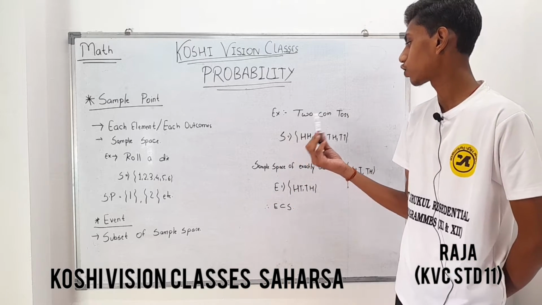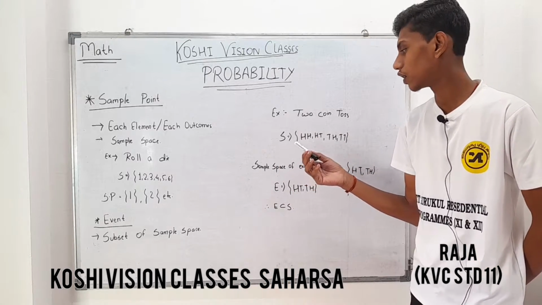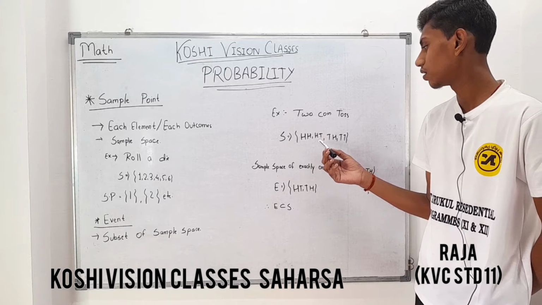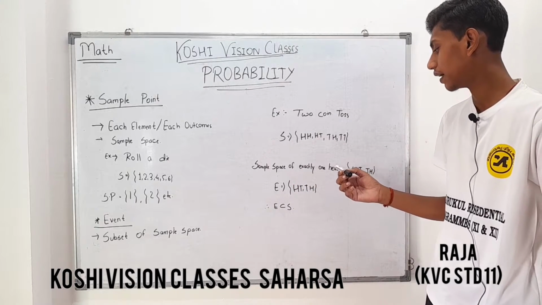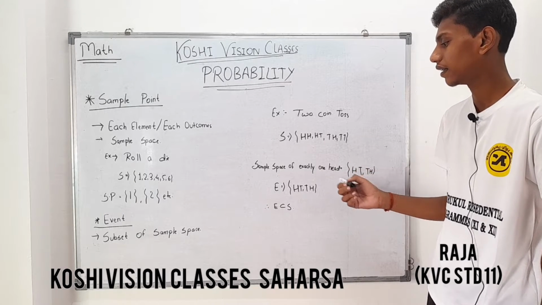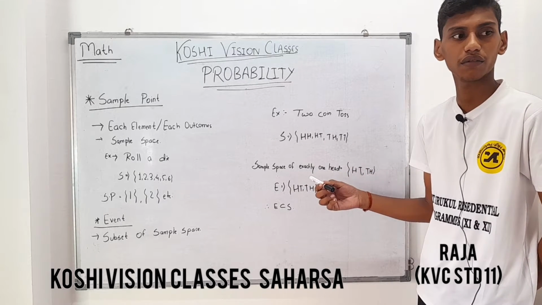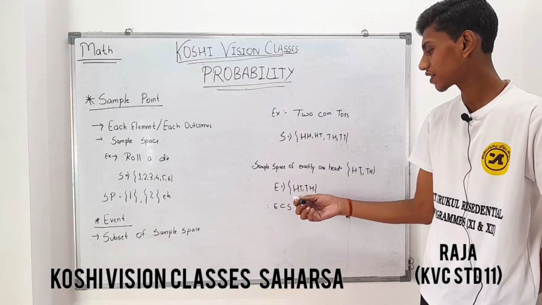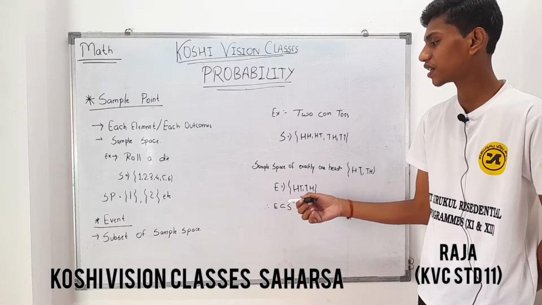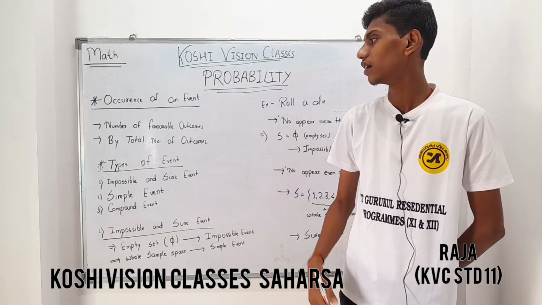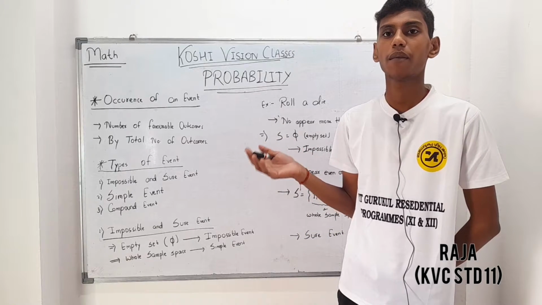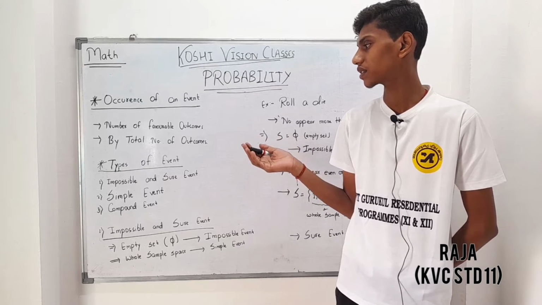Example, when we toss two coins, sample space is equal to HH, HT, TH and TT. So the event of exactly one head is equal to head tail or tail head. Then the event for exactly one head is equal to HT and TH. Event is a subset of sample space. Now, occurrence of event. It is the number of favorable outcomes divided by the total number of outcomes.